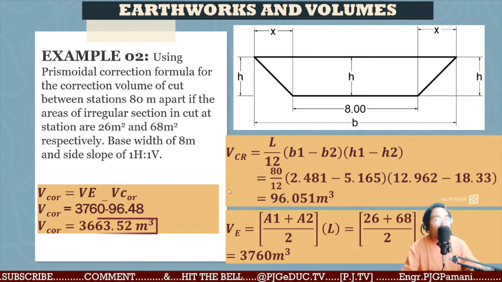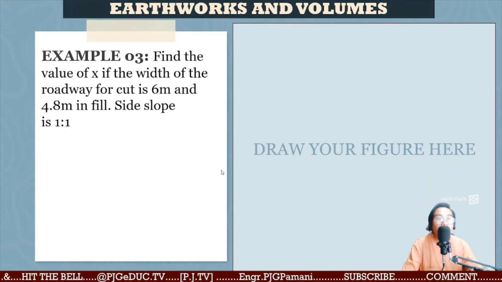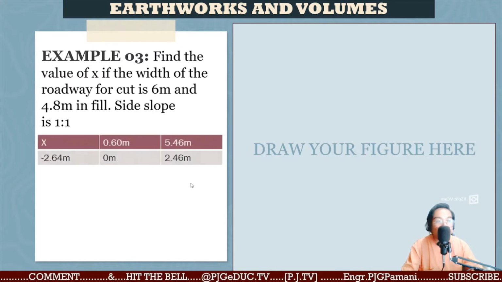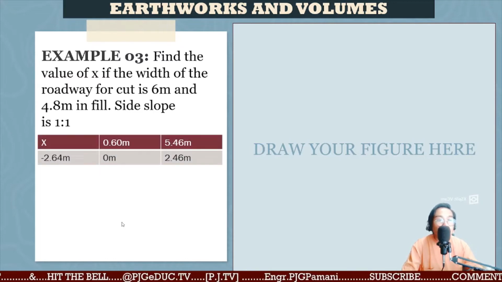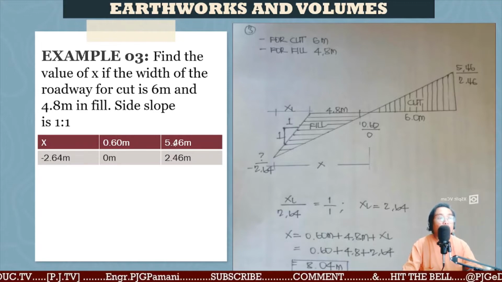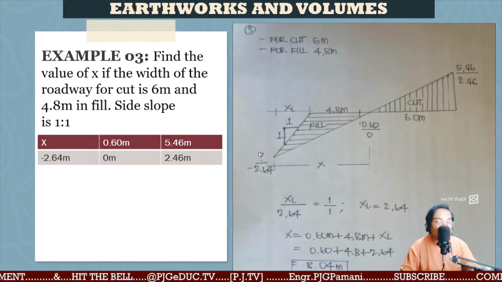For example number 3, we now go with the cut and fill. Find the value of x if the width of the roadway for cut is 6 meters and 4.8 in fill, with a side slope of 1:1. Given our section as x, 0.60, 2.56 meters, negative 2.64, 0, and 2.46 meters.